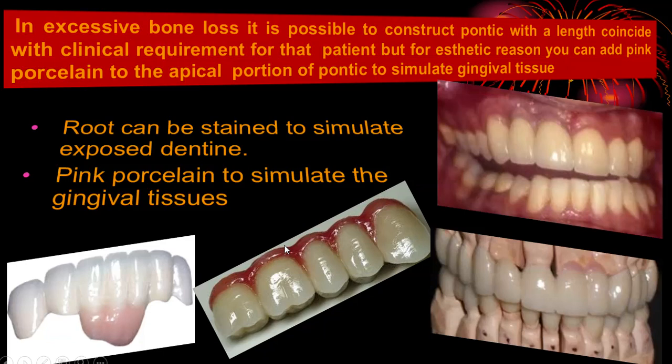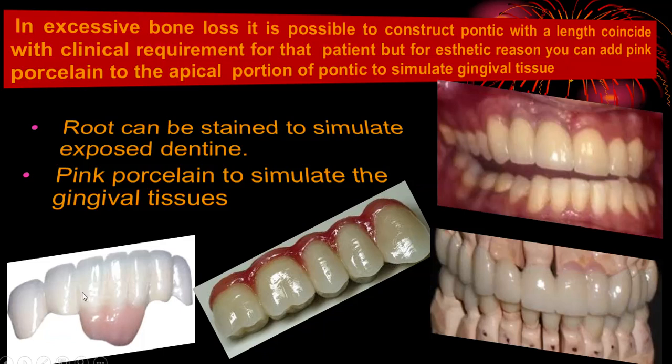With a partial denture we restore the ridge and the tooth. But with a fixed bridge we are going to restore only the tooth. Therefore, if there is any defect in the bone we cannot restore it. Nowadays we have pink porcelain that sometimes we can use for a simple defect.